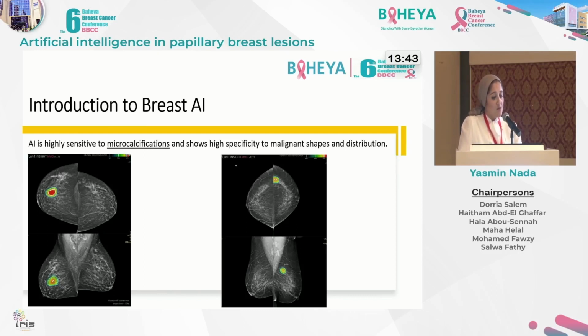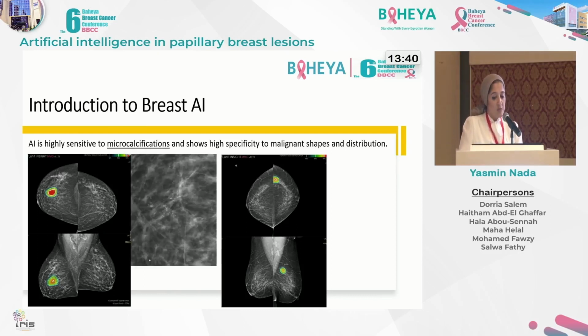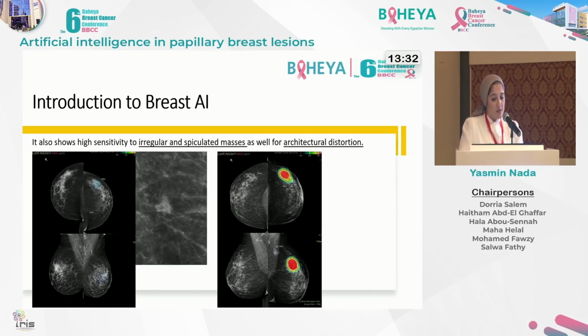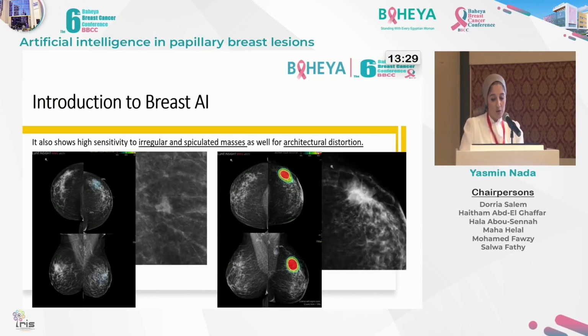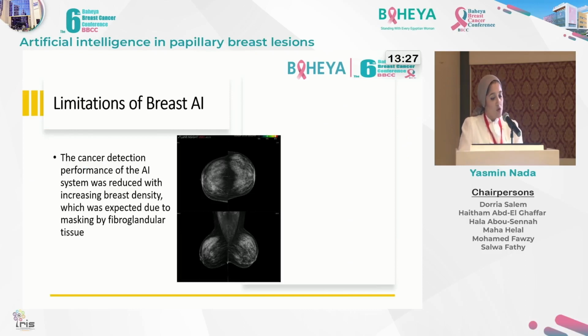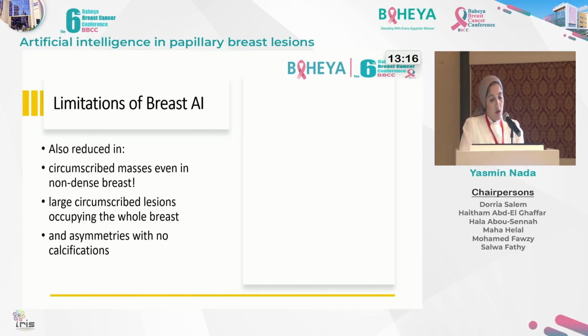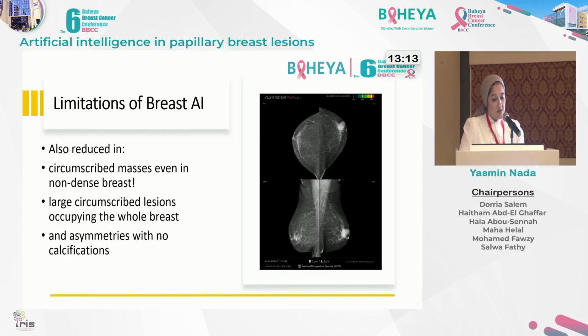AI is highly sensitive to microcalcification and shows high specificity to malignant shapes and distribution. It also shows high sensitivity to irregular and spiculated masses as well as architectural distortion. The cancer detection performance of the AI system was reduced with increasing breast densities, which was expected due to masking by fibroglandular tissue. Also, it's reduced in circumscribed masses, even in non-dense breasts, also in large circumscribed lesions occupying the whole breast and asymmetries with no calcification.